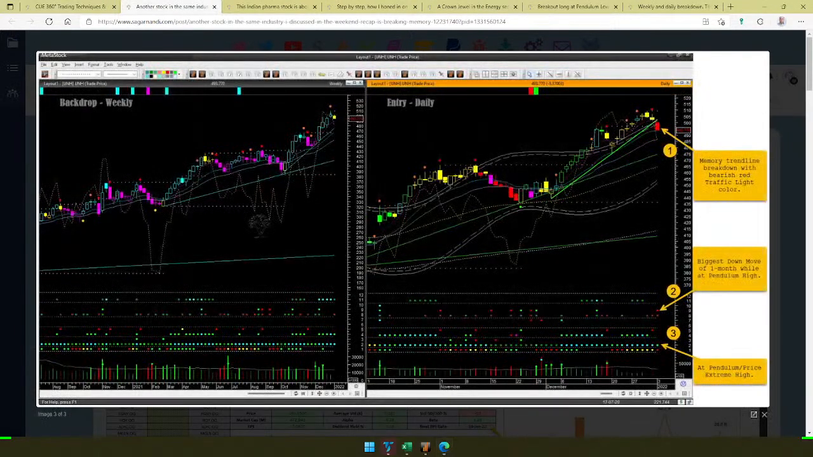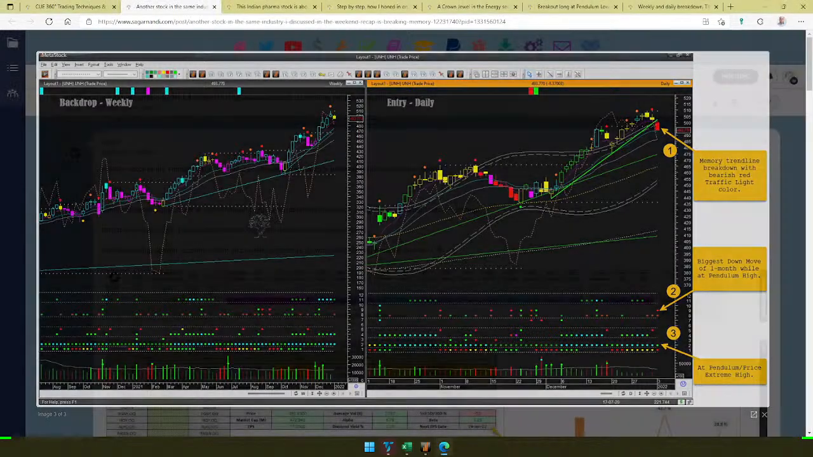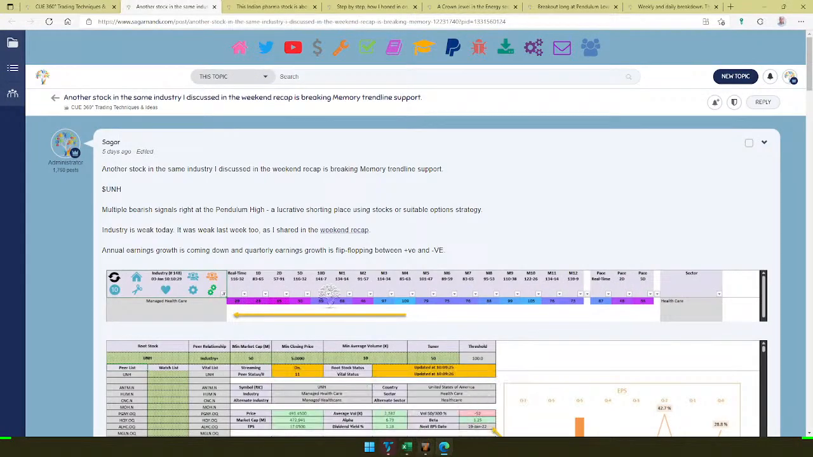So UNH allowed me to short, and what setup did I find? Right on that day, at the very top, I found a breakdown short setup. Traffic light color, daily candle color was bearish. It broke below trend line support, and it had a serious bearish trade because the drop was the biggest drop in 1 month, and that was happening at pendulum high. At a very high point, I am willing to be flexible with the fundamentals, so I shared the bearish idea at that time. Let's look at UNH today.